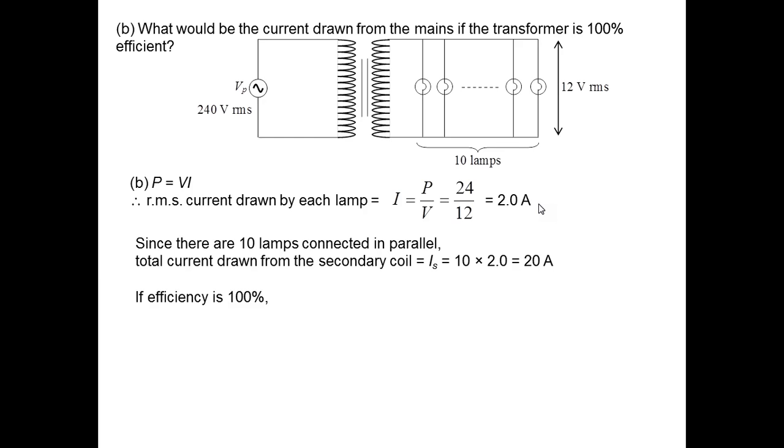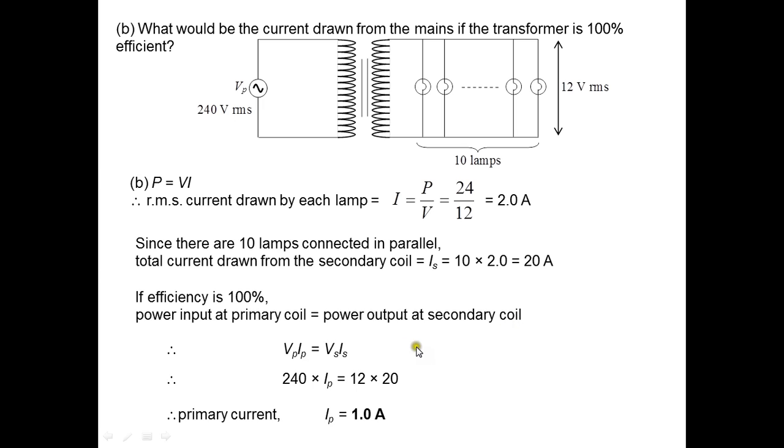So if the transformer is 100% efficient, the power input at the primary coil will be equal to the power output at the secondary coil. Applying this equation and substituting the appropriate numbers, we find that the current in the primary coil is just 1 ampere.